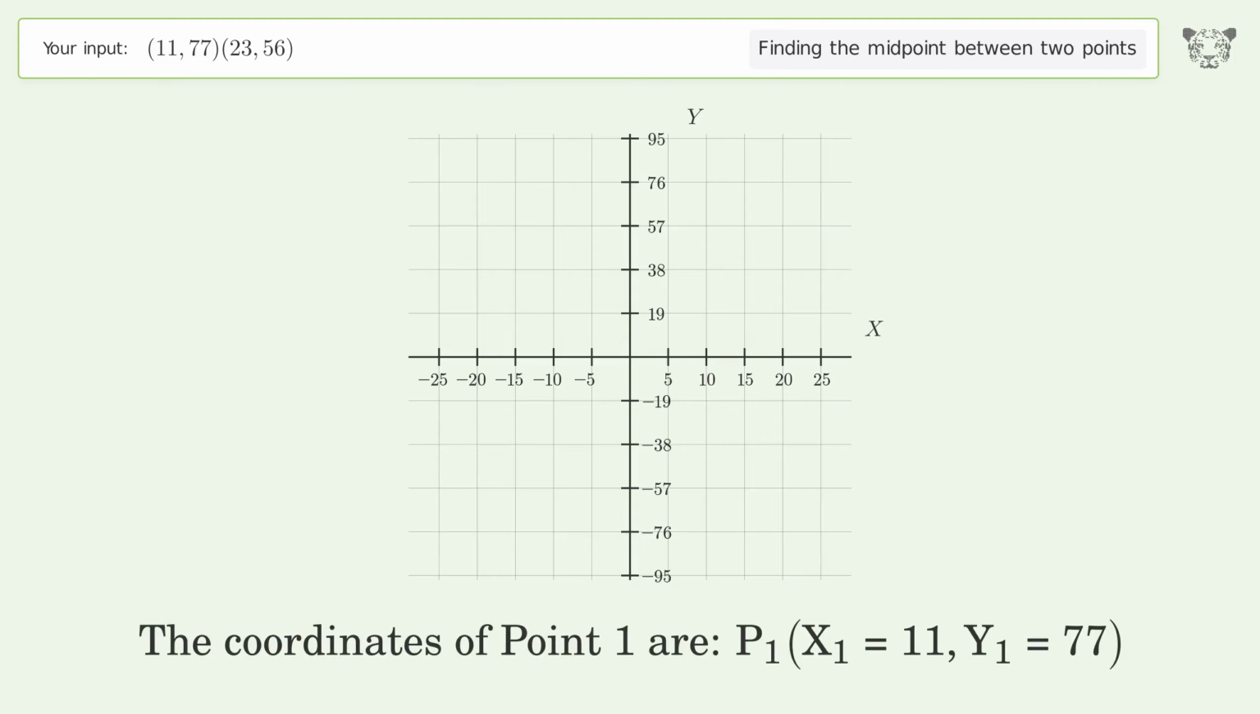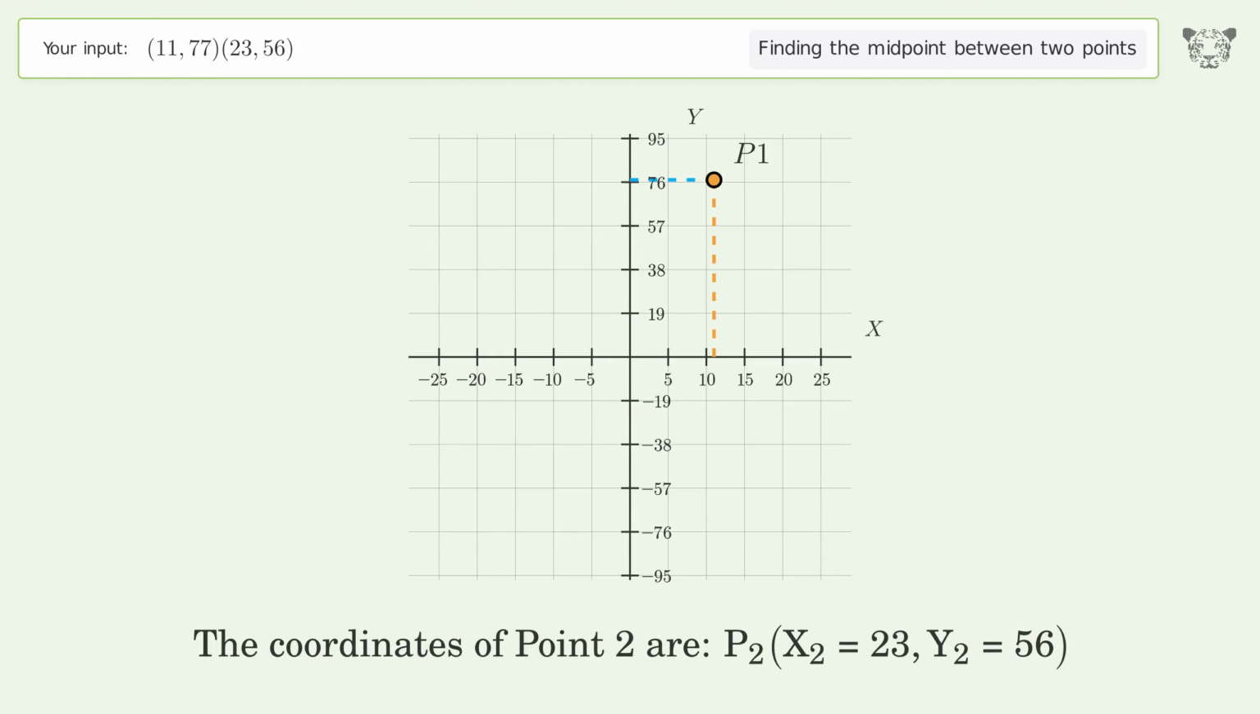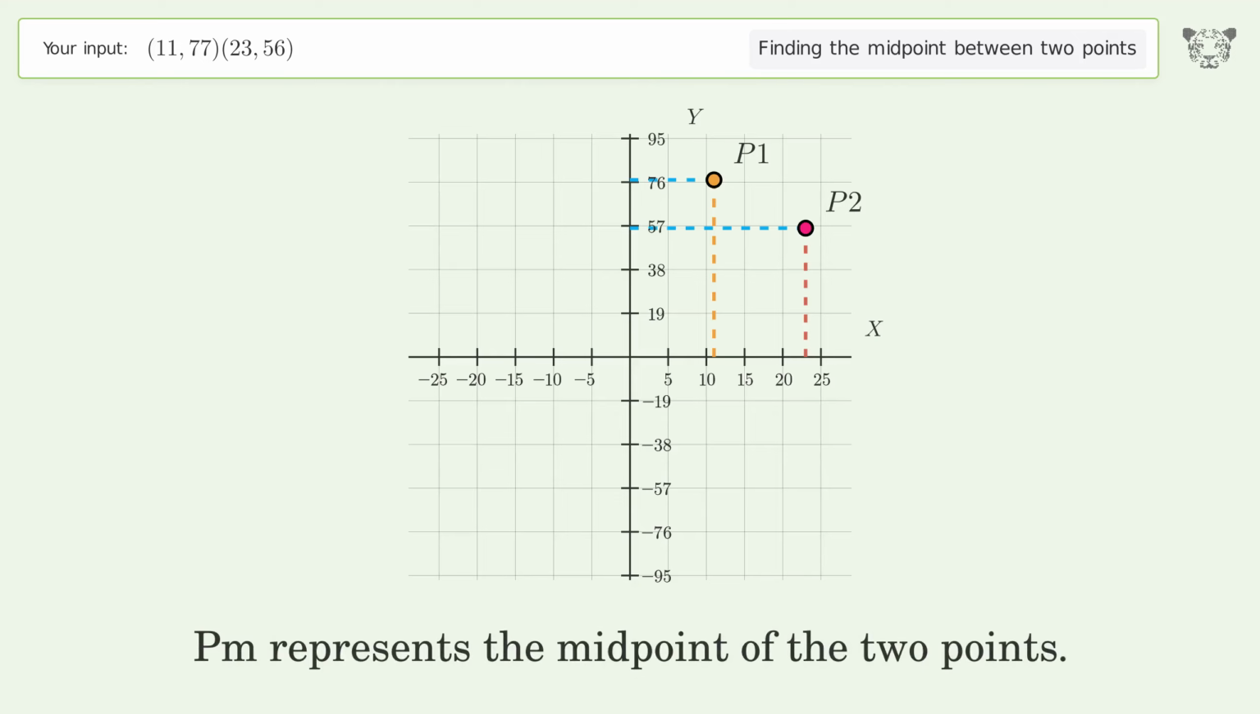The coordinates of point 1 are x1 equals 11, y1 equals 77. The coordinates of point 2 are x2 equals 23, y2 equals 56. PM represents the midpoint of the 2 points.